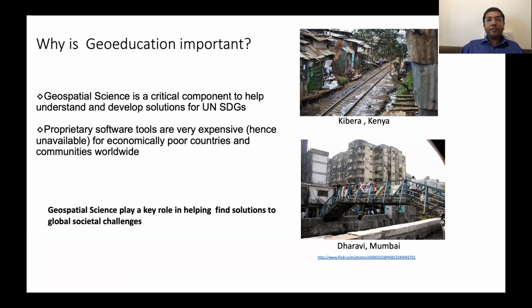And when we take a step back, why is it important? For me, the reason why geo-education is so important is that when we look into how we want to solve or achieve the UN SDGs and find solutions to global societal challenges, you will find that's where location and time are so critical.